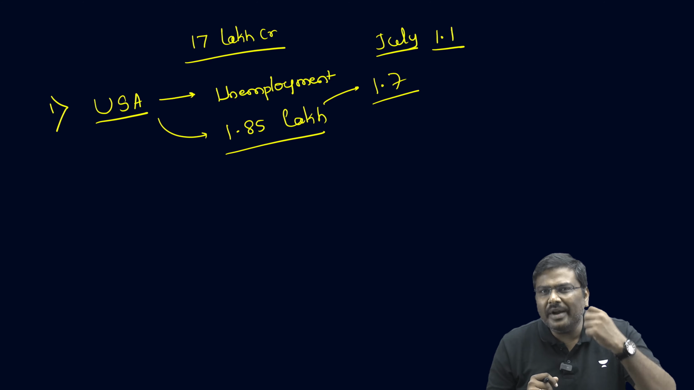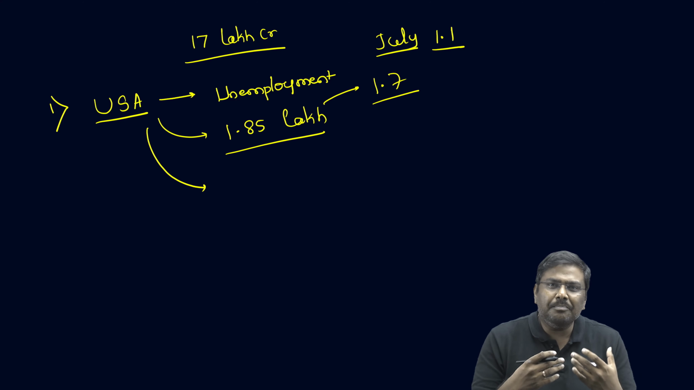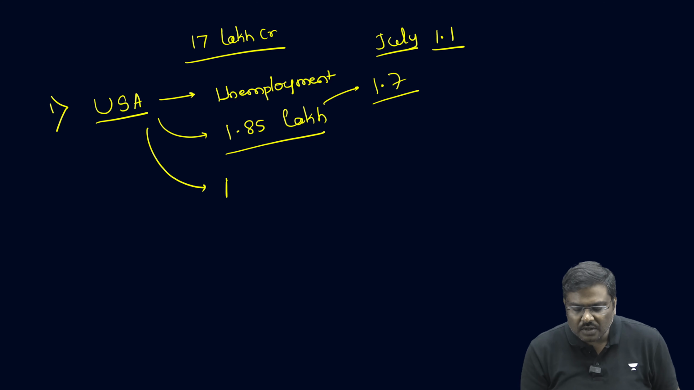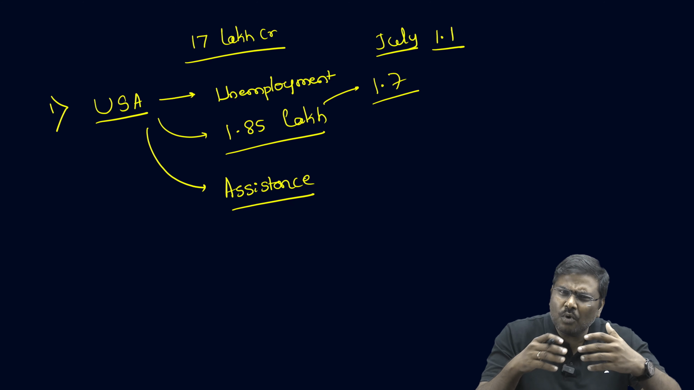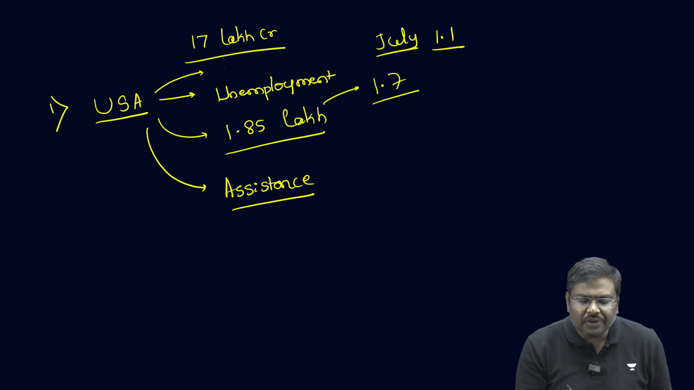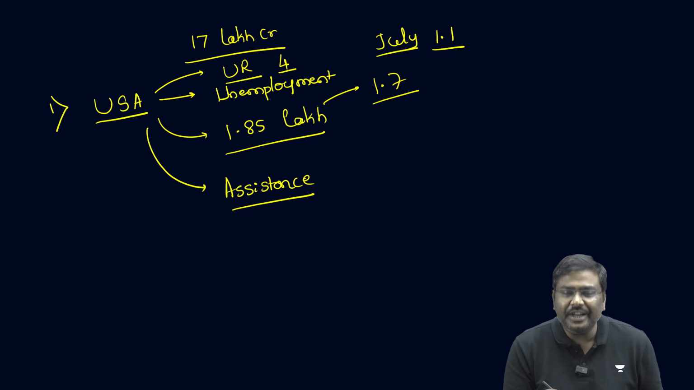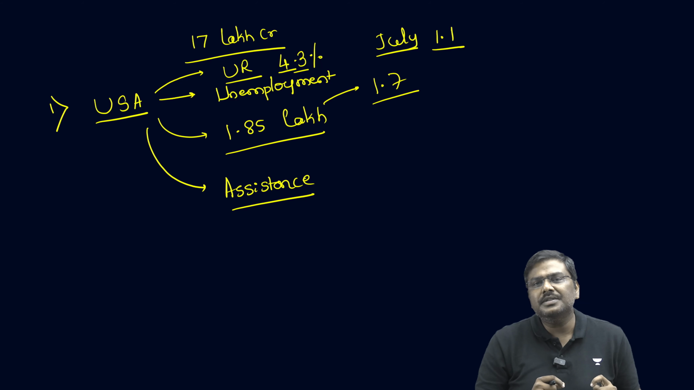Point number one. Point number two, the number of people who are filing for the unemployment assistance in USA has increased. So the financial assistance or the financial aid that is provided by the government is being sought by more and more number of people now. Point number three, the unemployment rate in USA has hit a 3-year high of 4.3%.